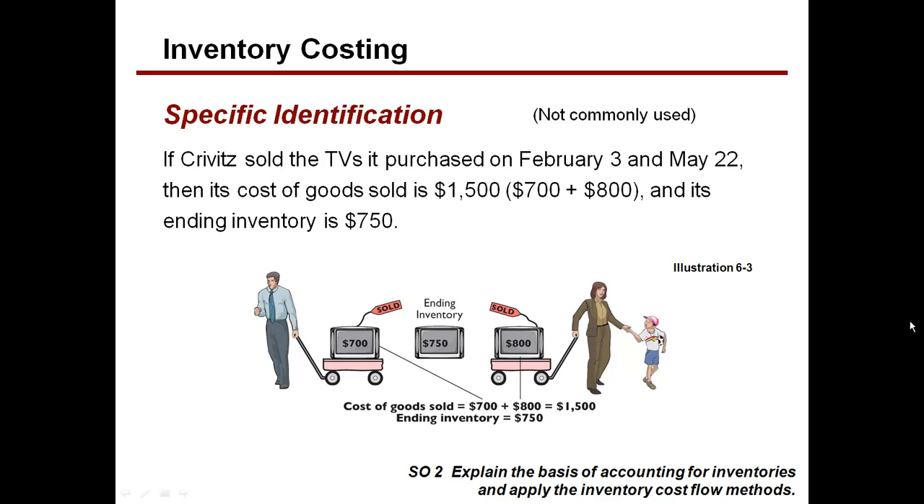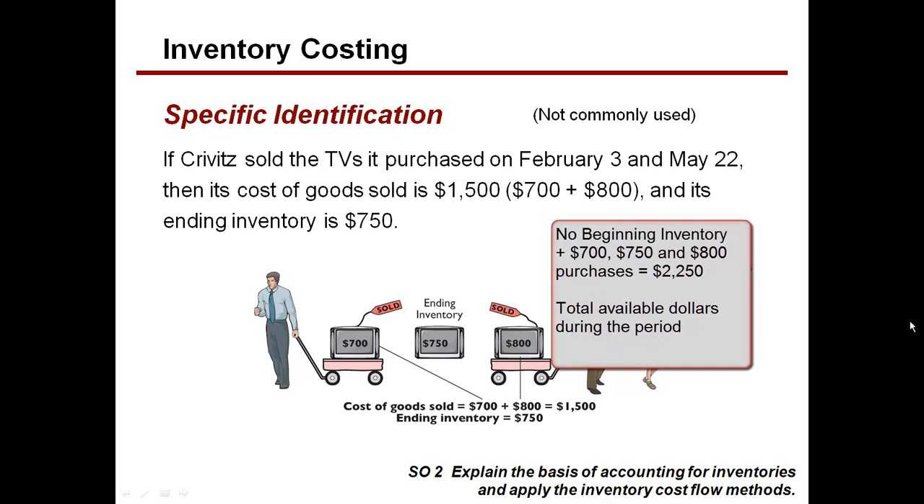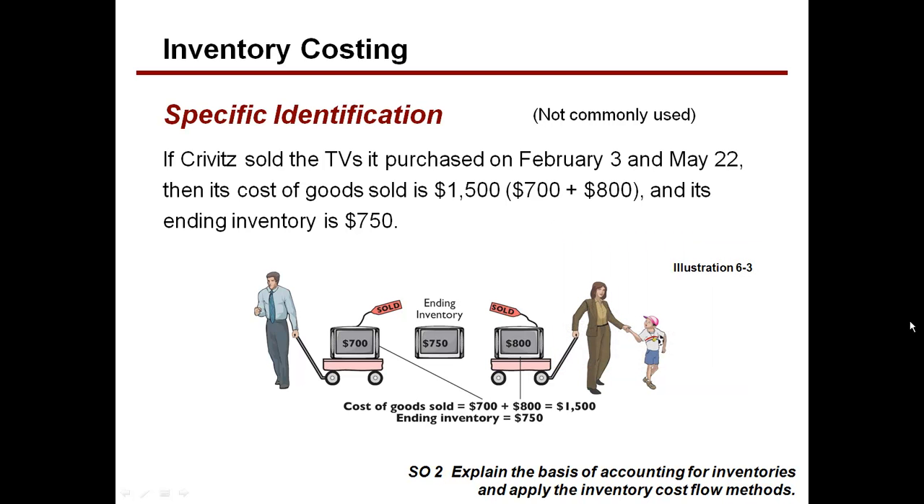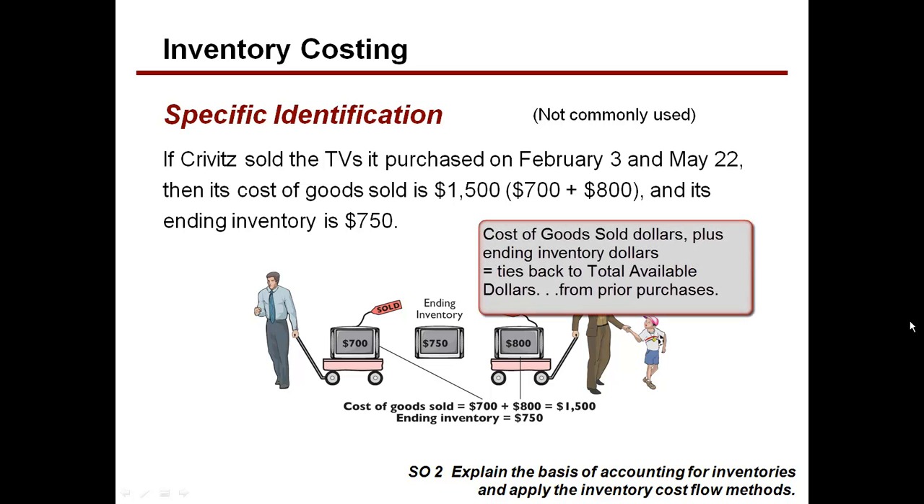And so therefore, in this example, our total pool of available costs were all the 3 TVs that were purchased for $700, $750, and $800, or a total of $2,250. And at period end, or after the sale, in this case, those costs were divided into cost of goods sold, $1,500, remaining ending inventory, $750, for a total of $2,250. I just want to illustrate that no matter what method's chosen, whether it's a specific identification method or an assumption that's required, the combination of cost of goods sold for a period of time and ending inventory will always come back to the total pool of available dollars at the time of sale.